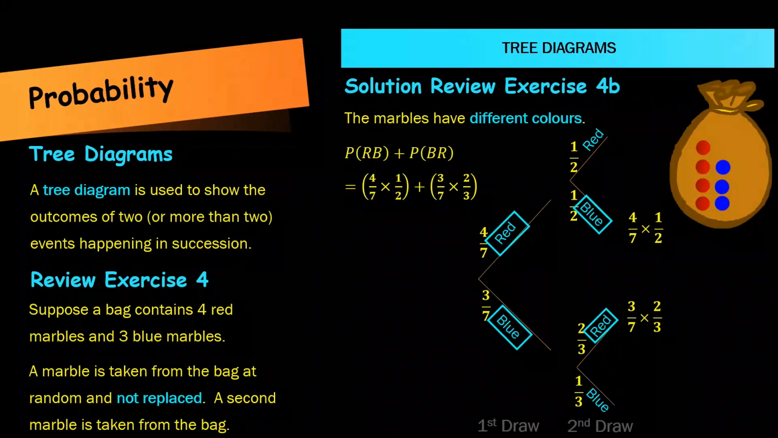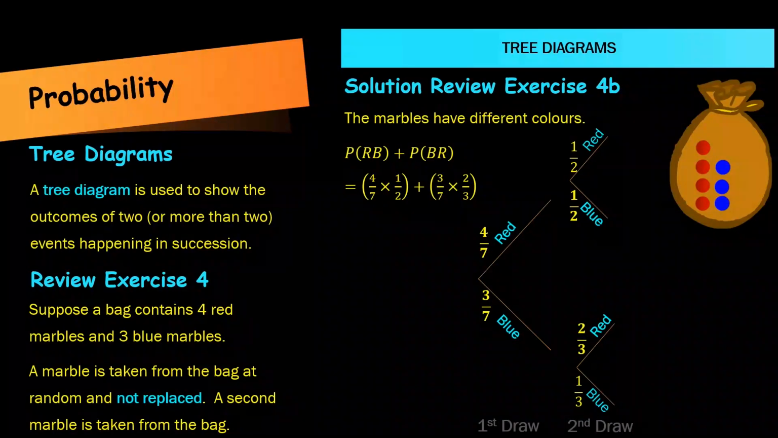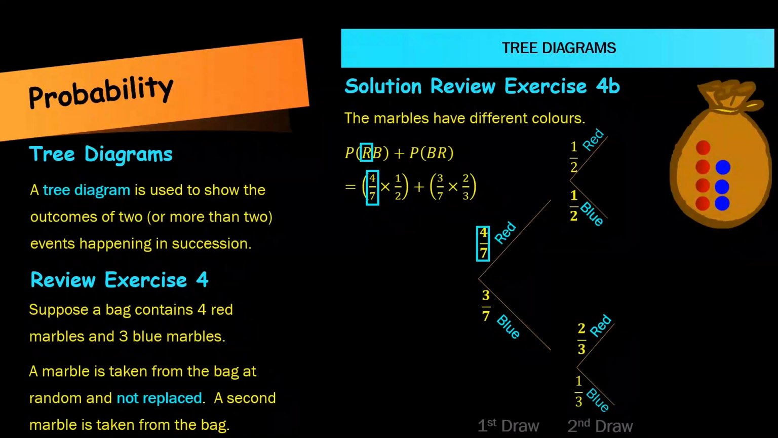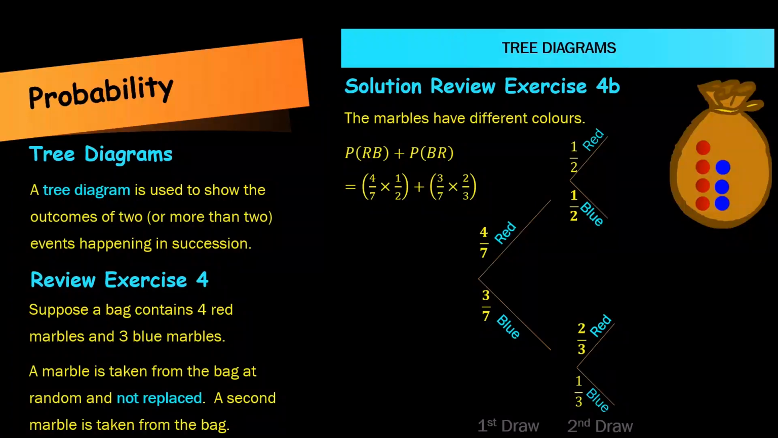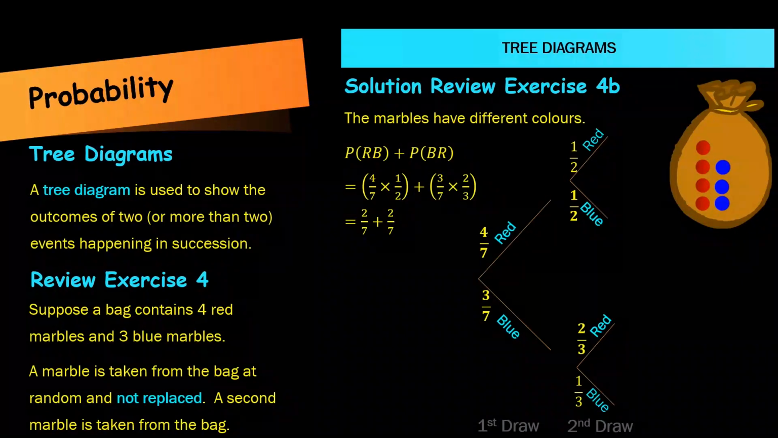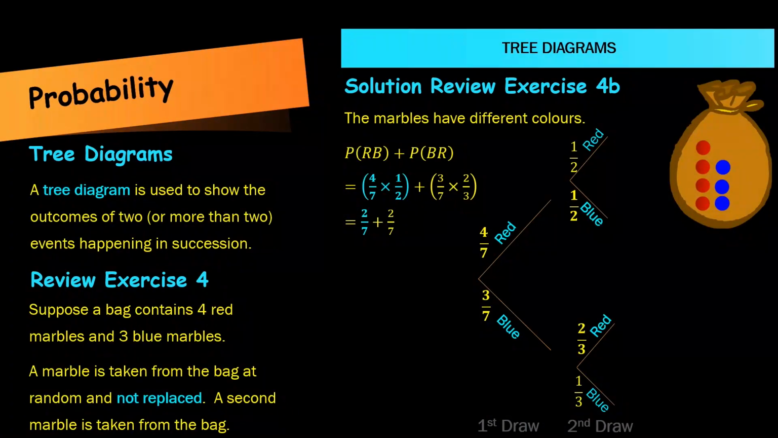So we add those two probabilities as shown. 4/7 times a half plus 3/7 times 2/3 to give 2/7 plus 2/7, which equals 4/7.